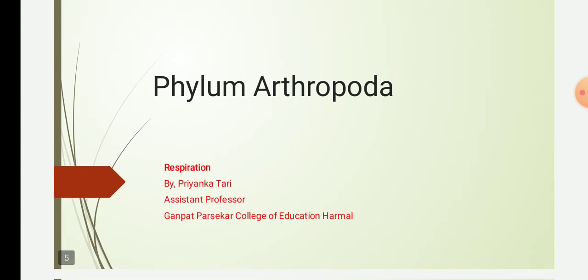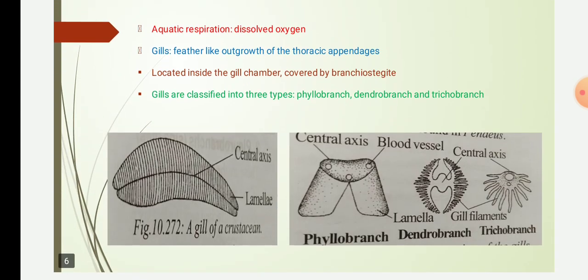Respiration involves the exchange of gases between the body and the environment. In arthropods there are different types of respiration, based on the environment in which they live. This is further divided into two main types: aquatic respiration and aerial respiration. In today's lecture we will study aquatic respiration.